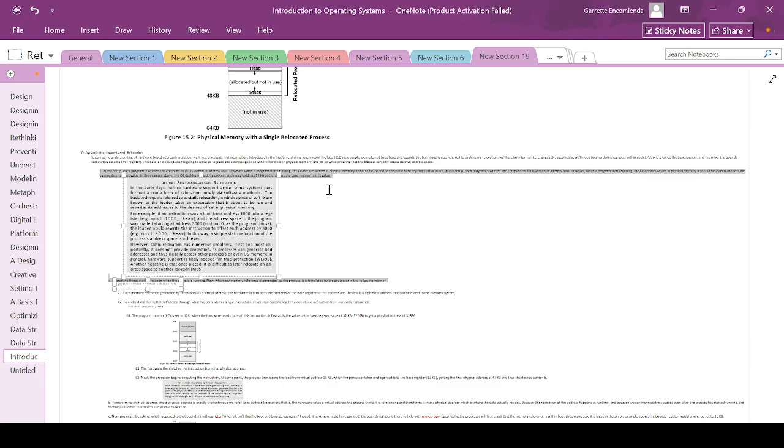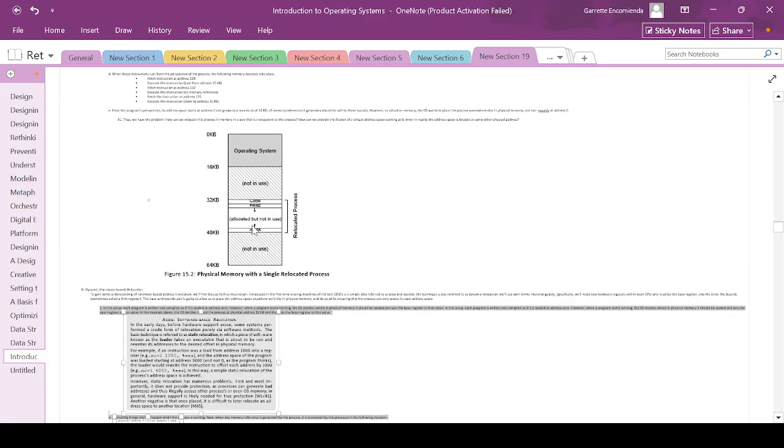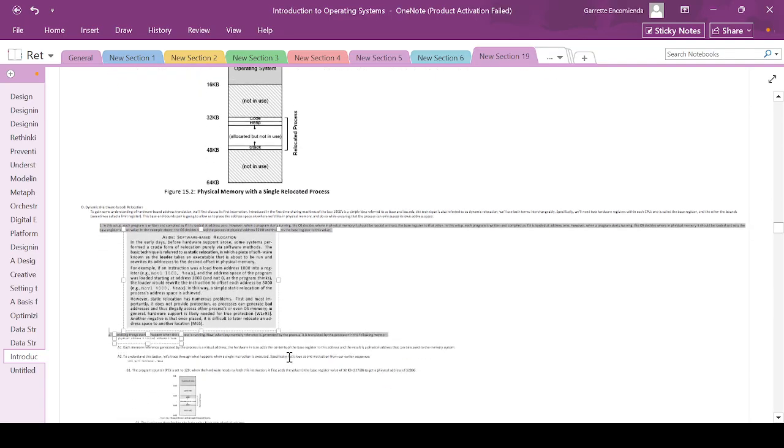In the example above, the OS decides to load the process at physical address 32 kilobytes, and thus sets the base register to this value. So as you can see, the code starts at 32 kilobytes in the actual physical memory.